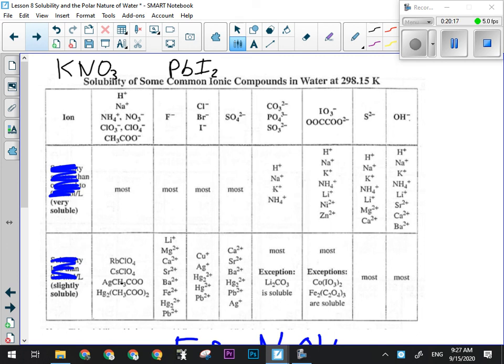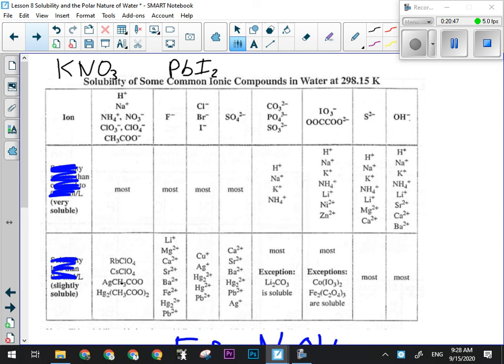I've got lead 2 iodide, so I go on my chart and I find iodine. Once again, soluble with most things. Okay, I go down here. It says it's not soluble if it's with copper, silver, mercury, mercury 2, and lead 2 plus. Okay, this is iodine with lead 2. So this stuff is soluble or not? Not soluble. So this is my yellow precipitate.